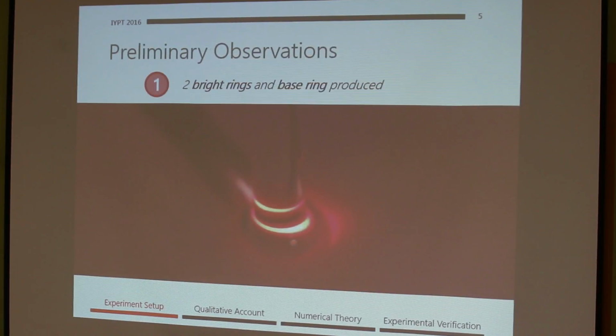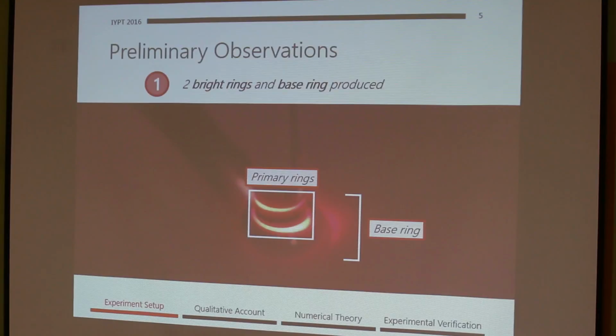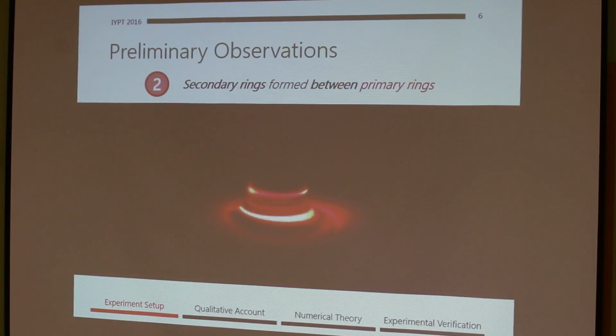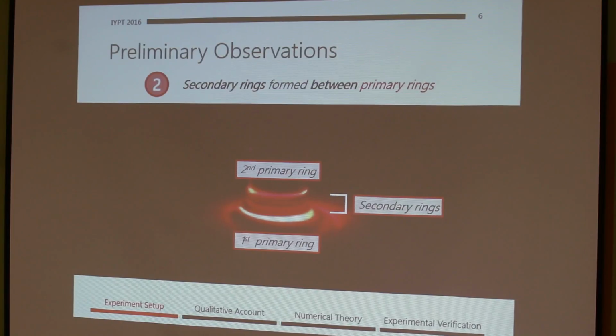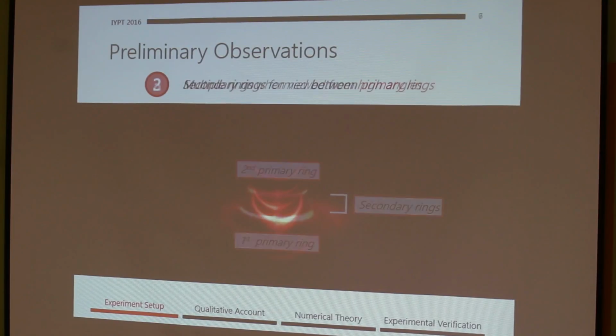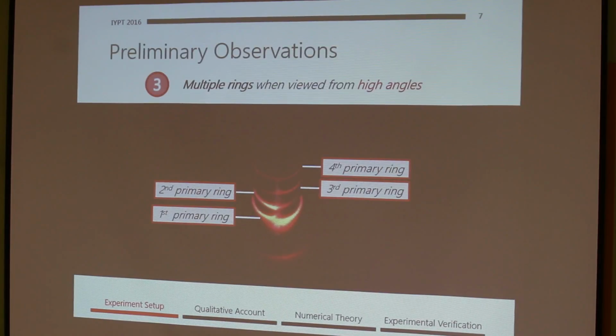First, in our experiments, we are able to consistently obtain the formation of two bright rings, as you can see, as well as a ring at the base of the water jet, as shown here. Secondly, we are able to observe the formation of dimmer secondary rings between the primary rings, as you can see bracketed over here in the picture. And third, we are able to observe the formation of multiple rings when we observe the setup from higher elevation angles, as can be seen in this picture.